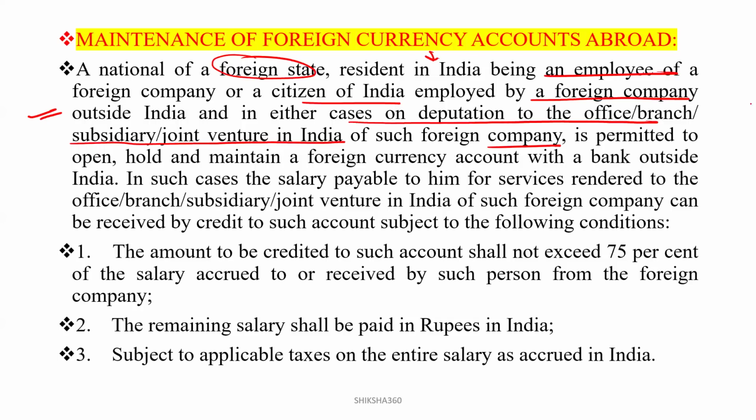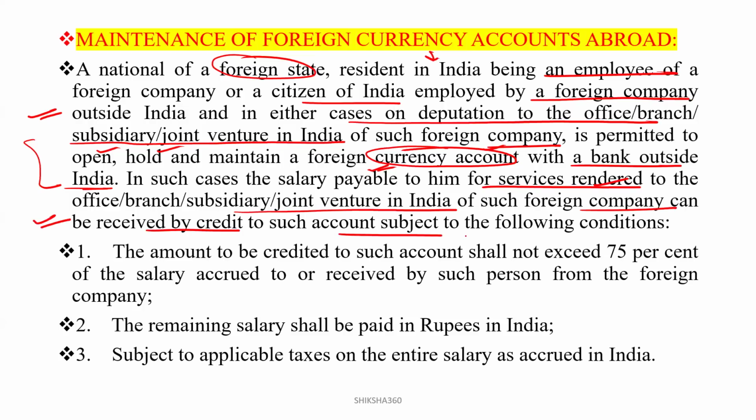To the office, branch, subsidiary, or joint venture in India of such foreign company, it is permitted. They are permitted to open, hold, and maintain a foreign currency account with a bank outside India. In such cases, the salary payable to him for the services rendered to the office, branch, subsidiary, or joint venture in India of such foreign company can be received by credit to such account, subject to the following condition.